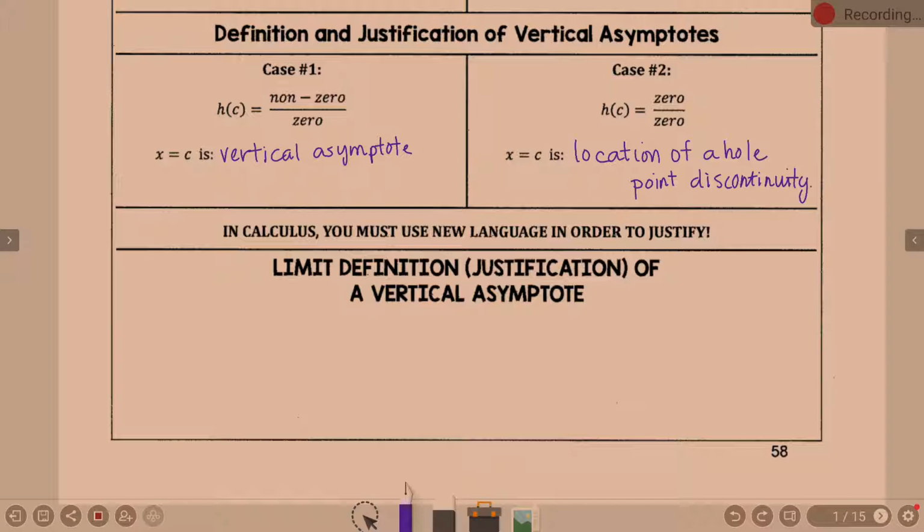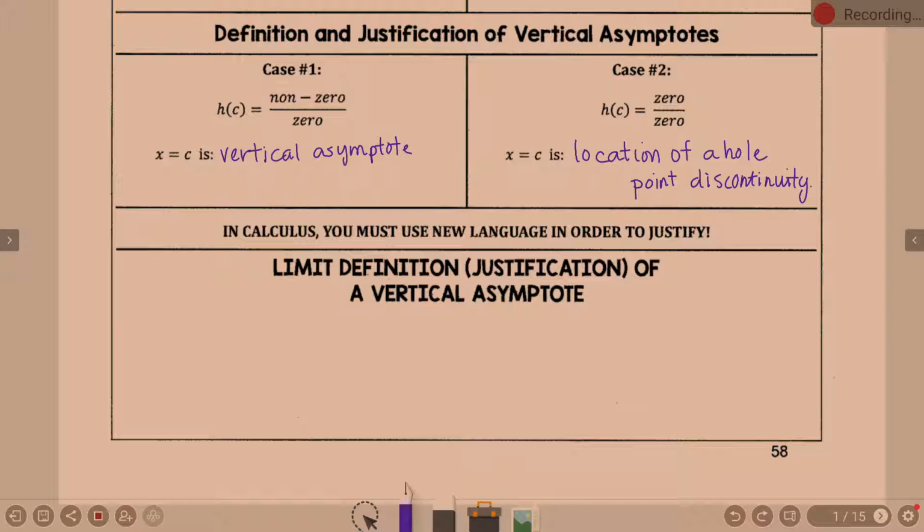What would be the idea? If we're talking vertical asymptote, the limit from the left is going to be either up to positive infinity or down to negative infinity, yes? What about the limit from the right? Same thing. It's going to be either up to positive infinity or down to negative infinity. And those are the clues that tell you it is a vertical asymptote.